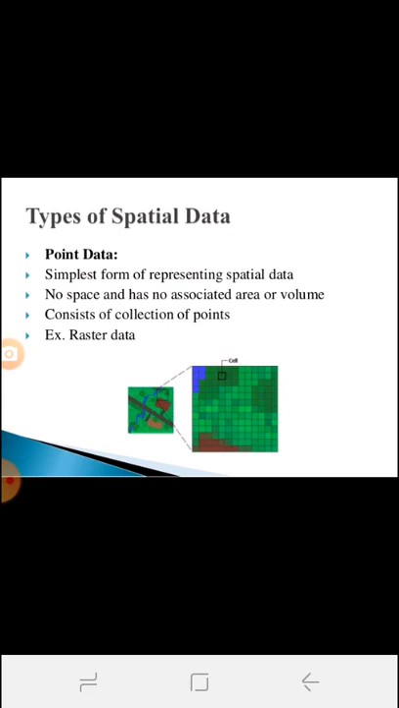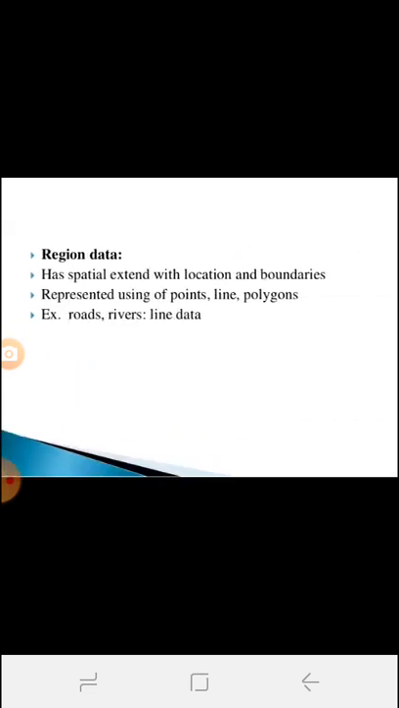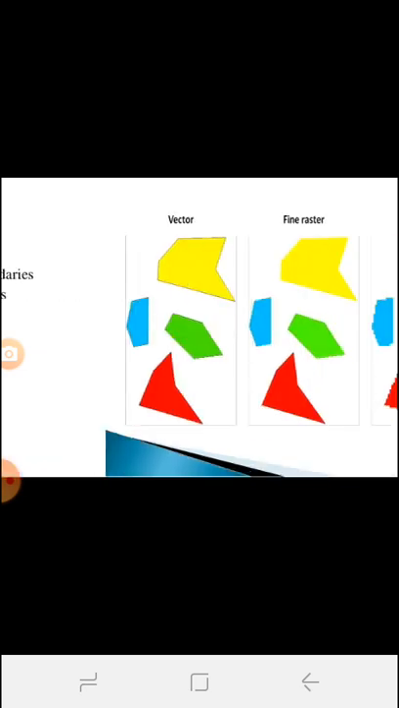First one, point data. Point data is the simplest form of representing spatial data. It has no space and no associated area or volume, and consists of a collection of points. Then region data has a spatial extent with location and boundaries, represented using points and lines.